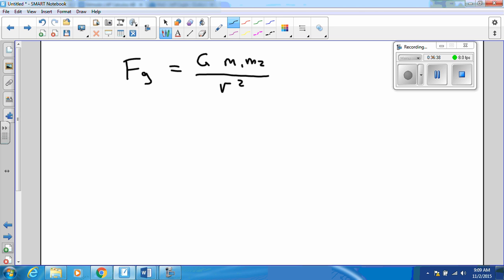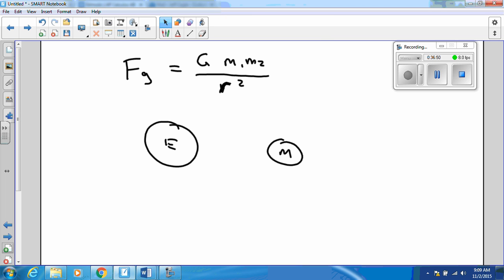So the product of the two masses divided by the square of their distance. In other words, if I have the Earth and if I have the Moon, then the center to center distance, please note it's not the surface to center distance, but the center to center distance between the two is going to be the radius r, and the mass of the Earth and the mass of the Moon are now the masses that go into our equation here.